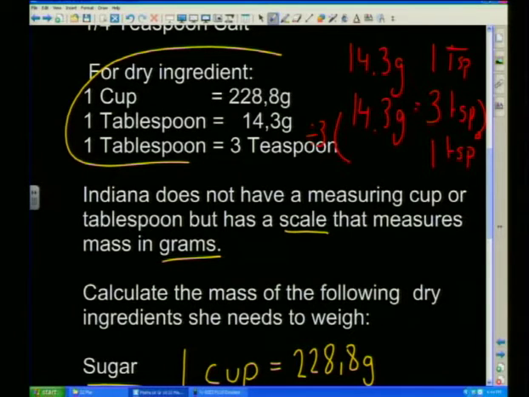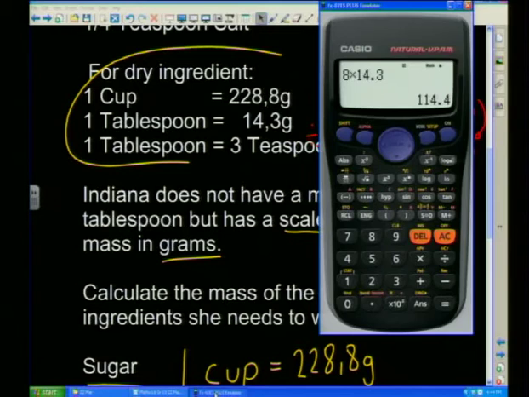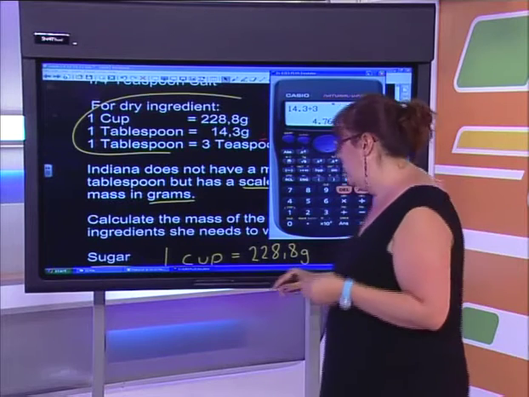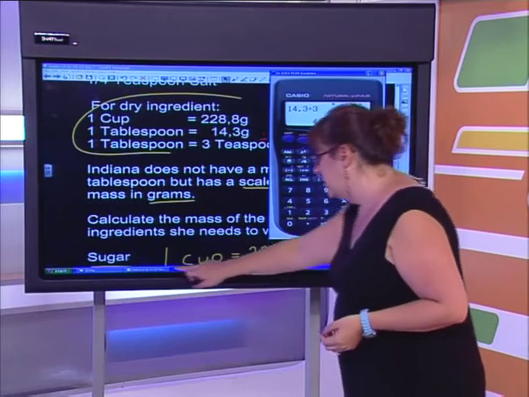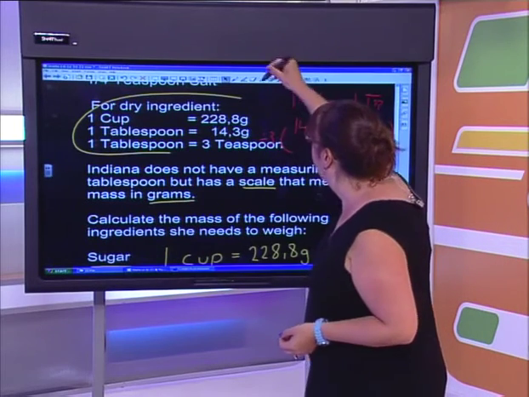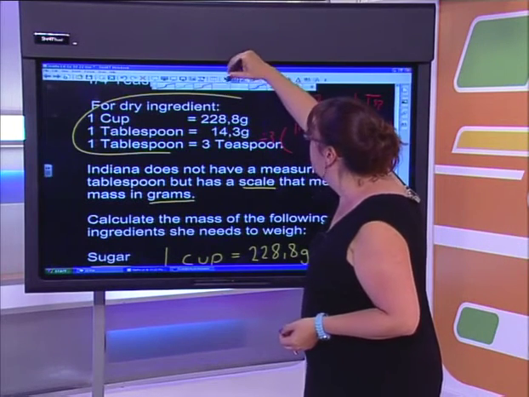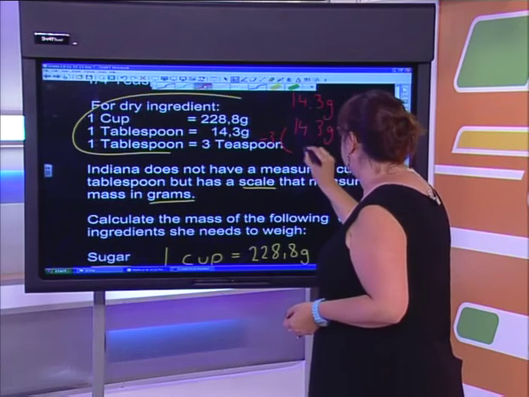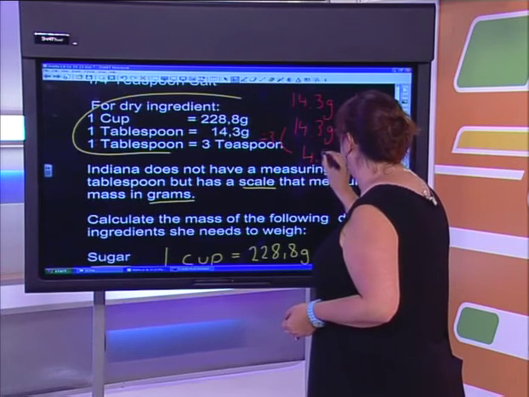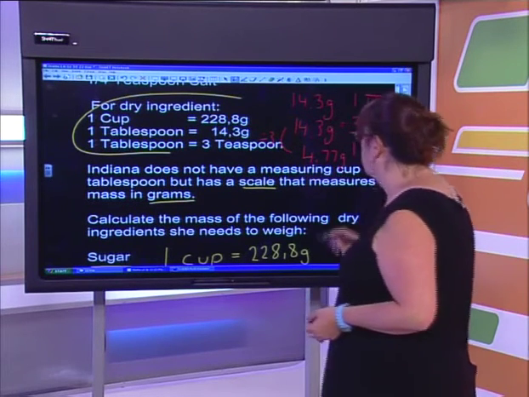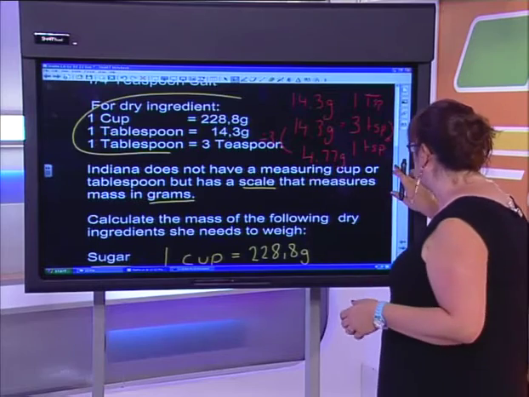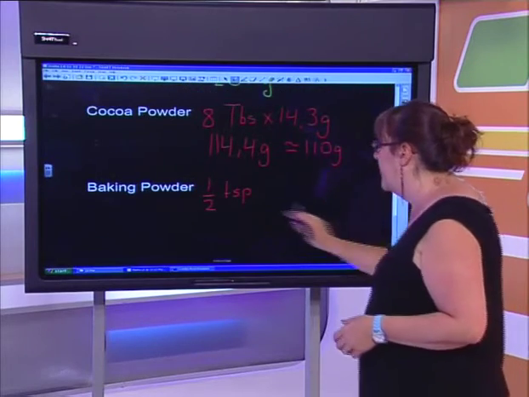So 14,3 divided by 3, let's get our calculator out. 14,3 divided by 3, and we get an answer of 4,77. I'm going to round it off to 4,77 grams per teaspoon. And let's write that in. So 1 teaspoon is 4,77 grams. Now I can use that fact to answer: I need half a teaspoon.